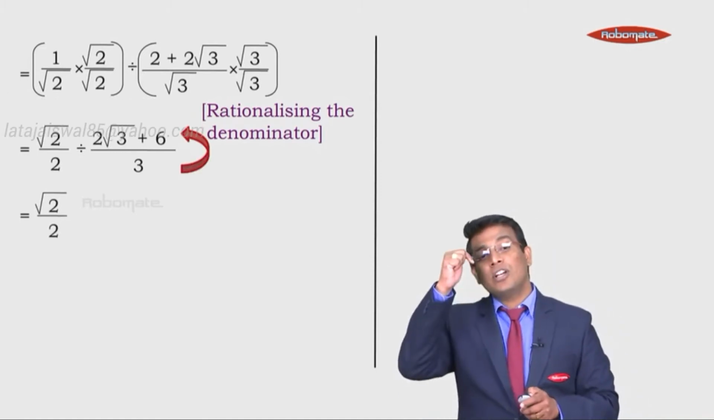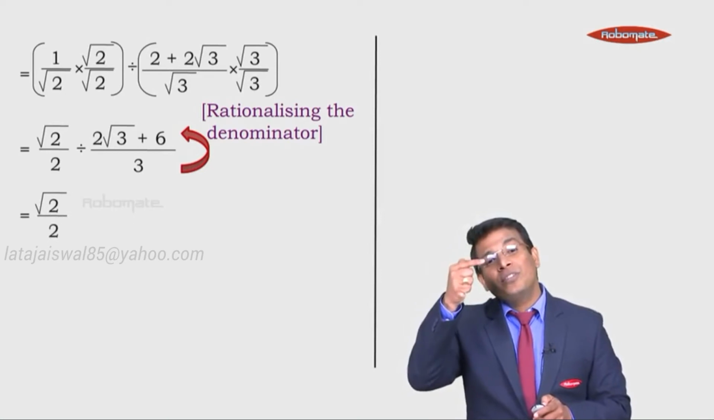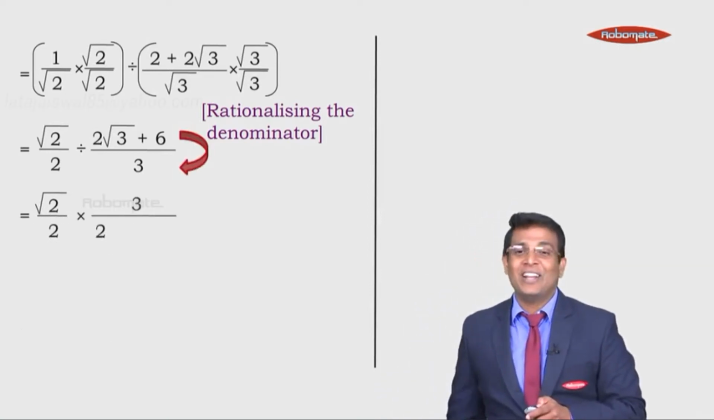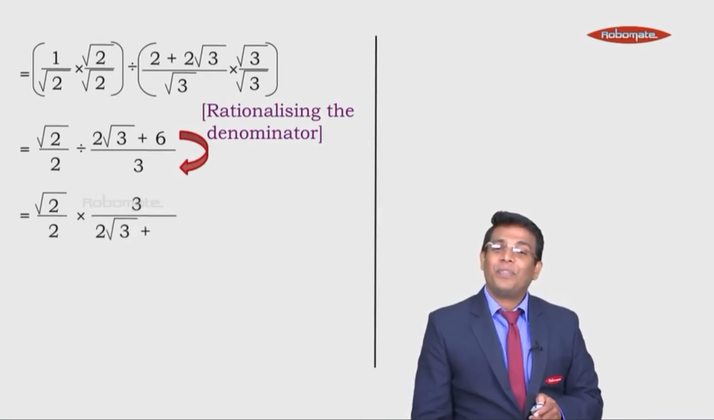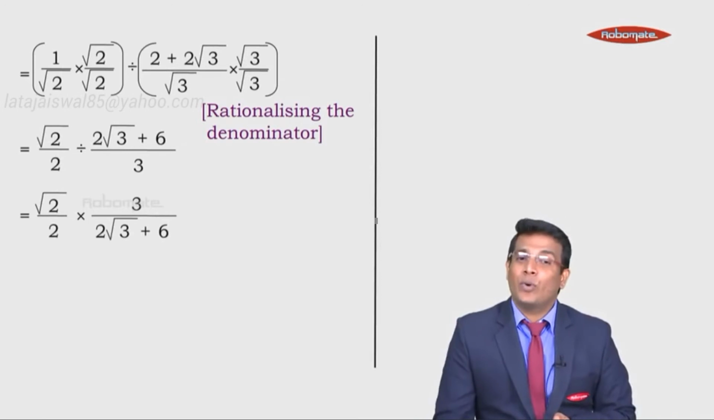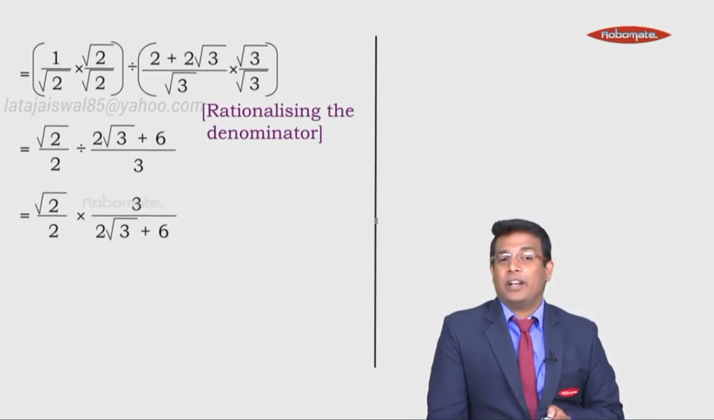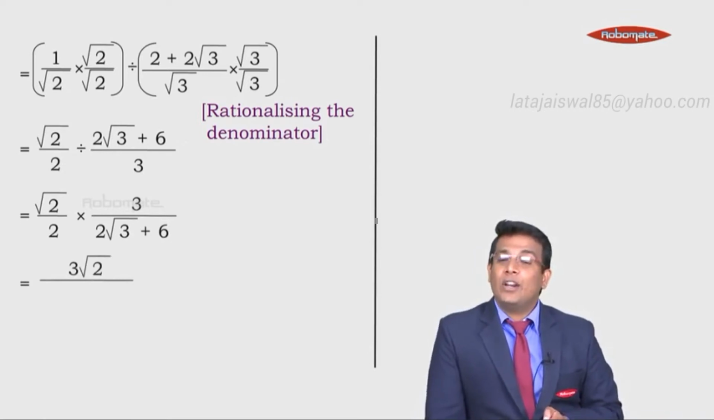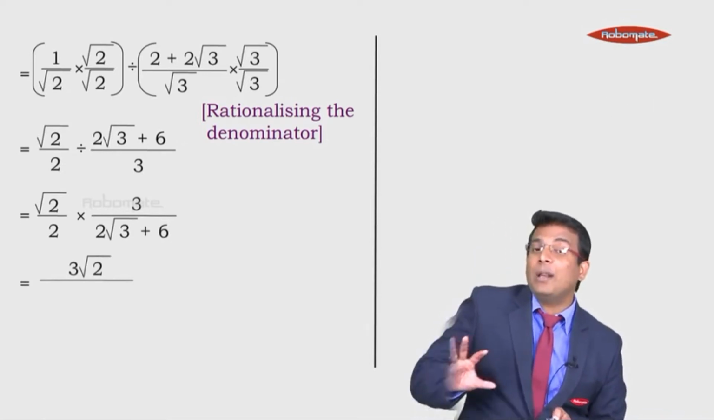So 3 goes in the numerator and 2 root 3 plus 6 comes in the denominator. Beautiful, right? So we have that here. Now how do we solve further? So let's multiply this, right? 2 expression. So we get in the numerator, it is root 2 into 3, which gives us 3 root 2. And in the denominator, we have 2 multiplied binomial.